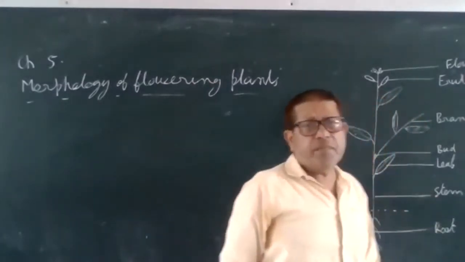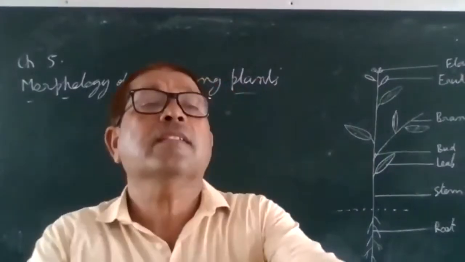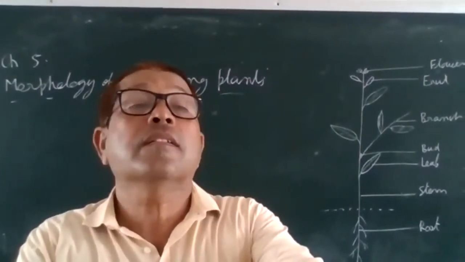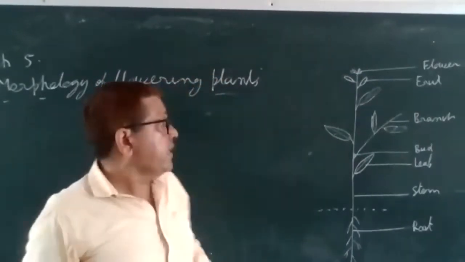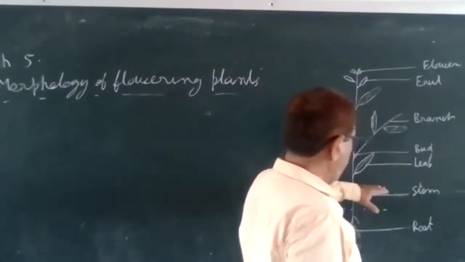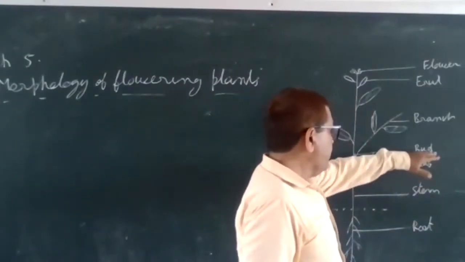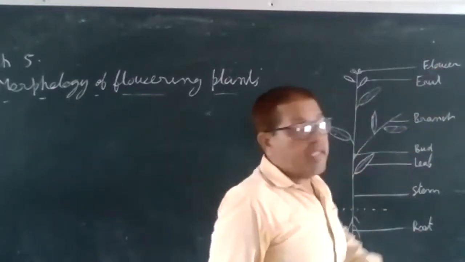So these are the different parts of a plant. This is the stem, leaf, bud, branch, fruit, and the flower. These are the parts.